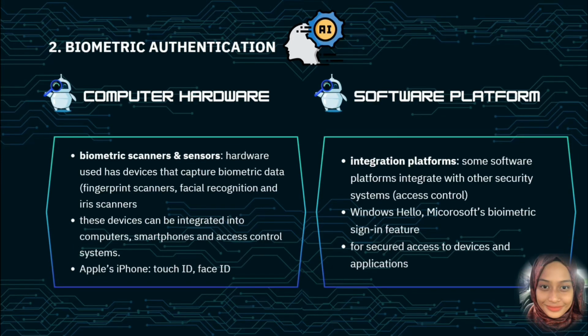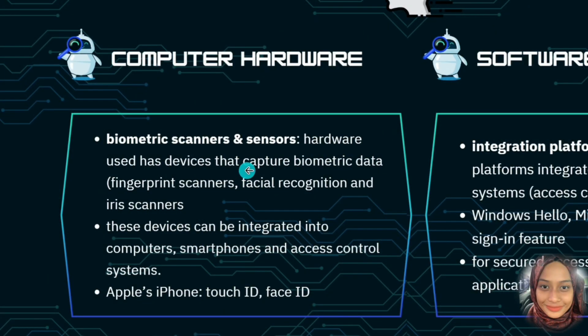For computer hardware, biometric scanners and sensors. Hardware used has devices that capture biometric data, such as fingerprint scanners, facial recognition, and iris scanners. These devices can be integrated into computers, smartphones, and access control systems. For example, Apple's iPhone, which has Touch ID and Face ID.